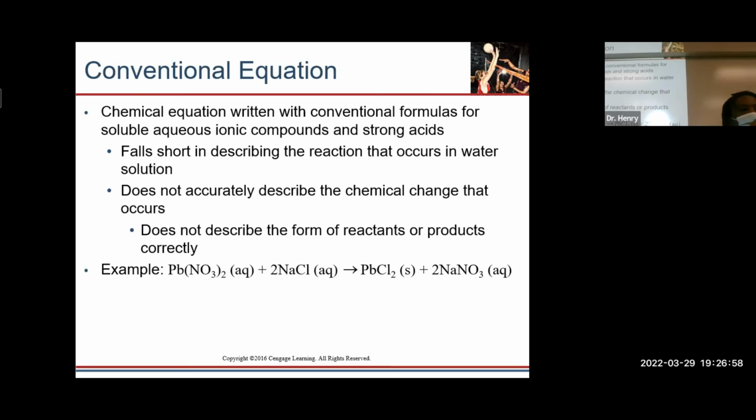Okay, so up to this point, you have learned how to write and balance conventional equations. This here is an example of a conventional equation. Today I'm going to teach you how to write the total ionic equation and the net ionic equation. So let's start off with the conventional equation.